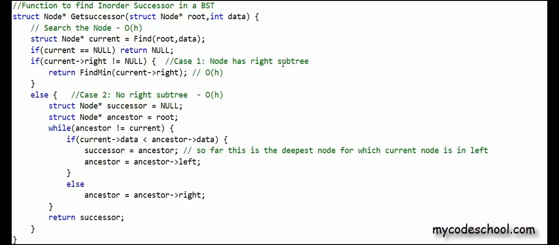If you have understood this code, this logic, then it should be very easy for you to write a function to find Inorder predecessor. I encourage you to write it.